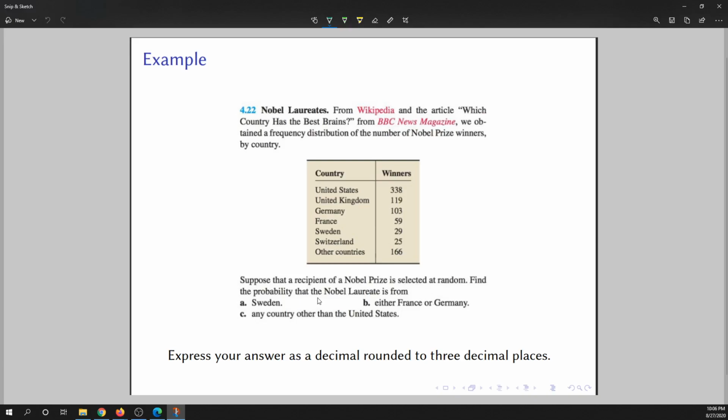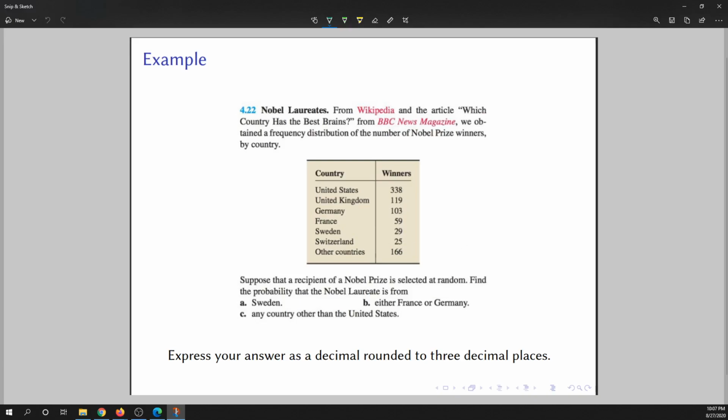Find the probability that the Nobel Laureate is from A, Sweden, B, either France or Germany, and C, any country other than the United States. Okay, so in order to calculate these probabilities, we need the number of prize winners in our sample space. So we're going to have to add up all of these numbers right here.